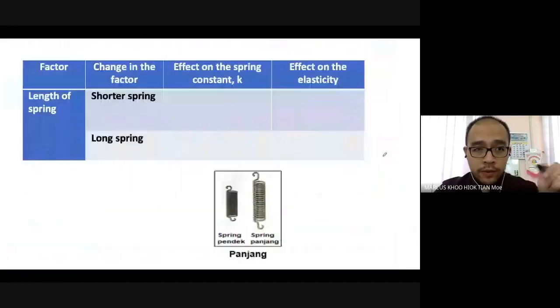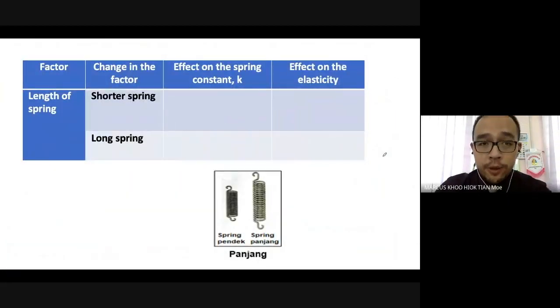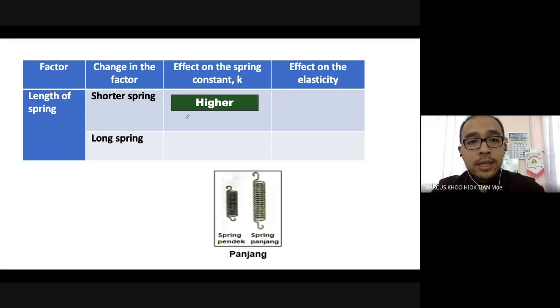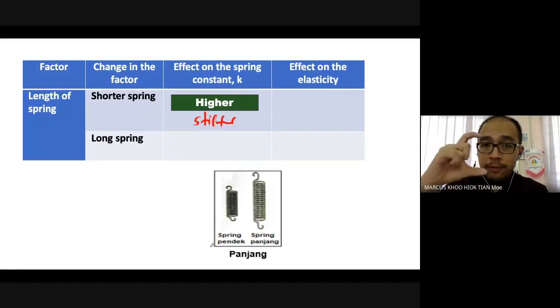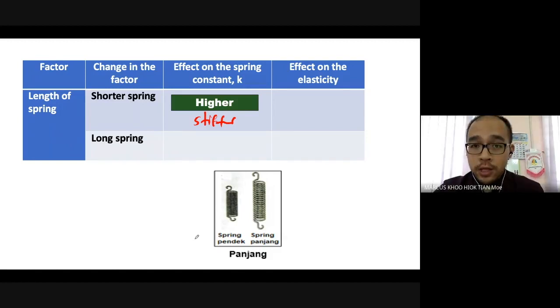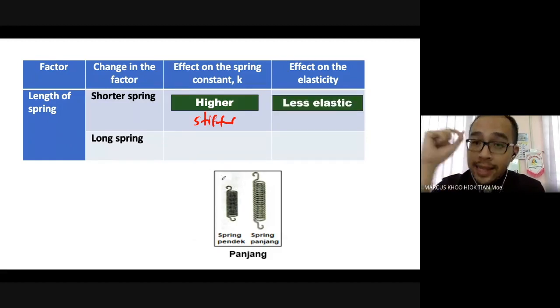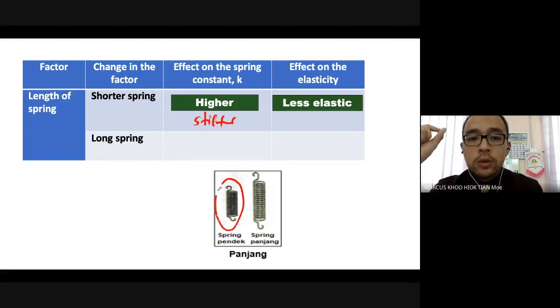So first point, let's talk about the length of the spring. A shorter spring will have a higher spring constant. Higher spring constant means dia keras atau lembut? Dia stiff or less stiff? Higher spring constant, it will be stiffer. And it's very easy to see. A short spring, kalau spring dia pendek kan, dia memang lebih keras. And so because of that, it is less elastic. Susah untuk spring yang pendek kembali kepada keadaan asal, berbanding dengan long spring.